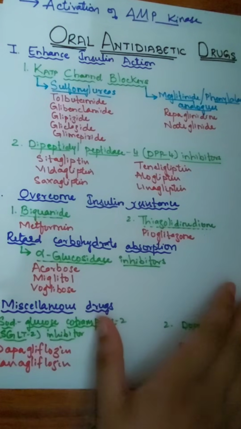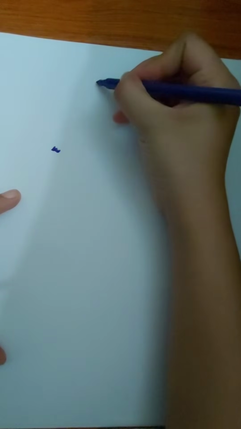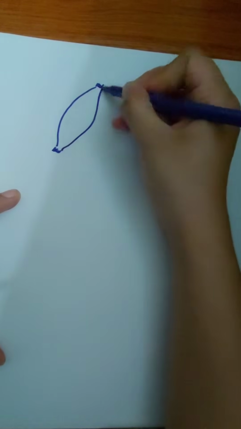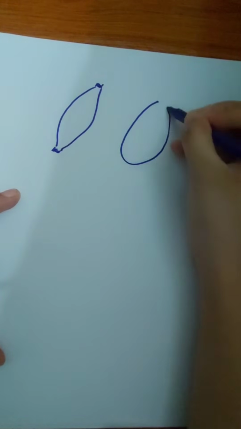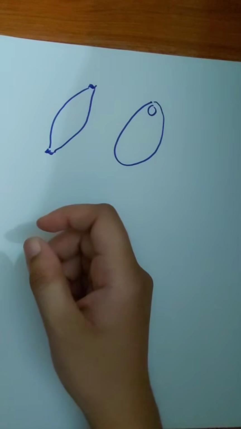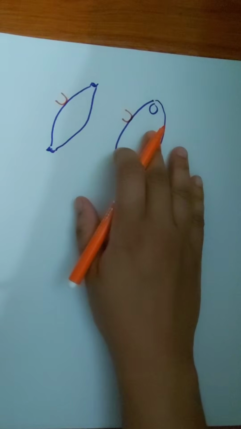Next, quickly we shall check out the mechanism of action of pioglitazone. So, this pioglitazone mainly acts on a receptor, and where this receptor is present is, suppose this is your skeletal muscle, this is your skeletal muscle, and this is your adipose tissue. So on these two structures we have a receptor.